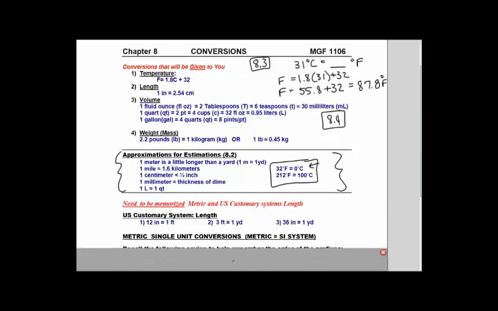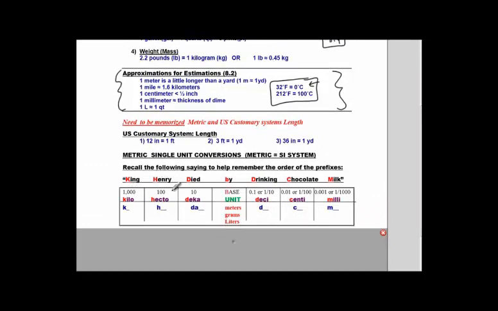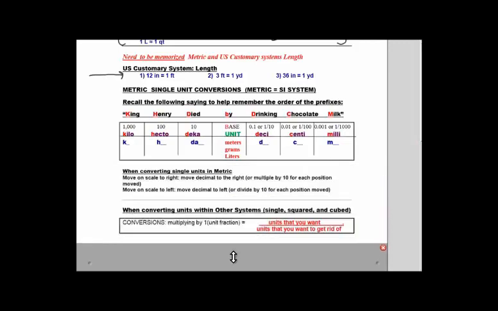Okay. And then the following need to be memorized. And if you've done your homework, you'll be memorizing it as you go. These units, I'm sure you came into the course knowing, but in the U.S. customary system, you'll need to know that 12 inches is 1 foot, that 3 feet equals 1 yard, and that 36 inches equals 1 yard. And then the other thing that you would need to know, and we've done this in several of the examples in this section and the one before, is metric single unit conversions.